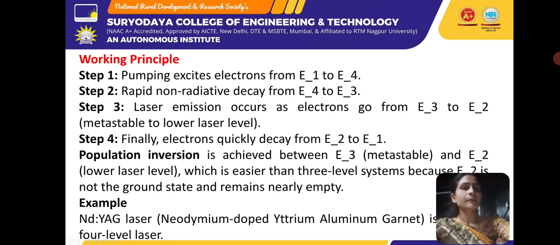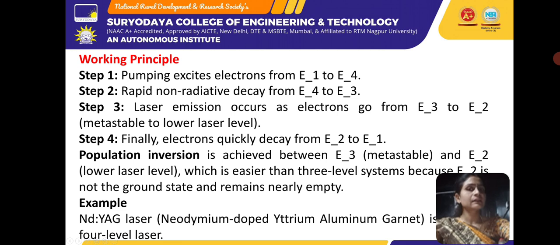Then the working principle: pumping excites electrons from E1 to E4. Then rapid non-radiative decay from E4 to E3. Laser emission occurs as electrons go from E3 to E2. Finally, electrons decay from E2 to E1. Here population inversion is achieved between the E3 and E2 states, which is easier than in the three level system because E2 is not the ground state and remains nearly empty.